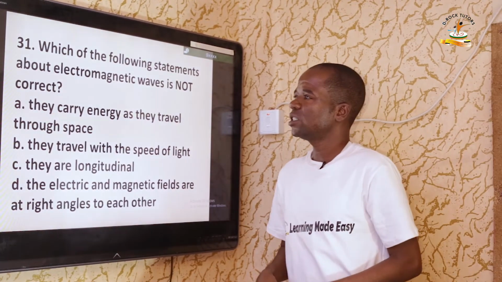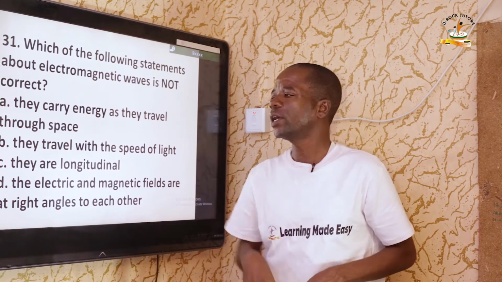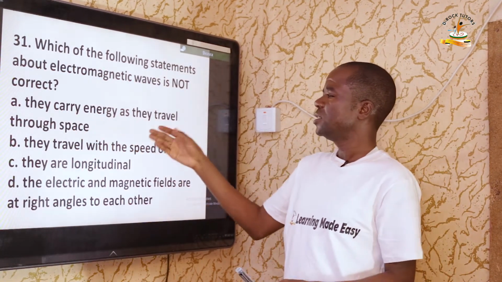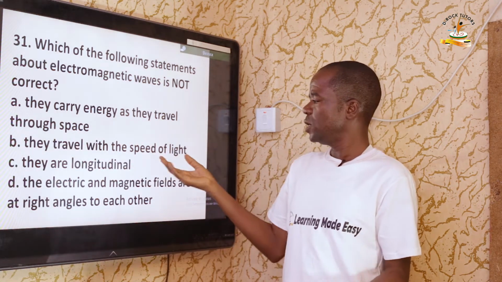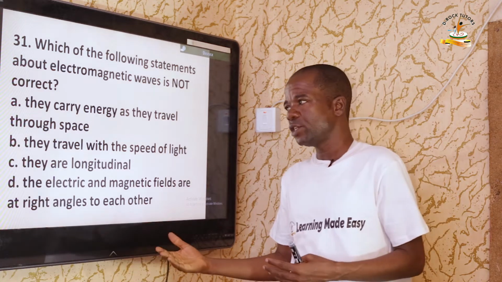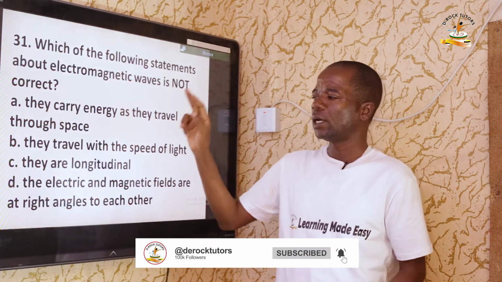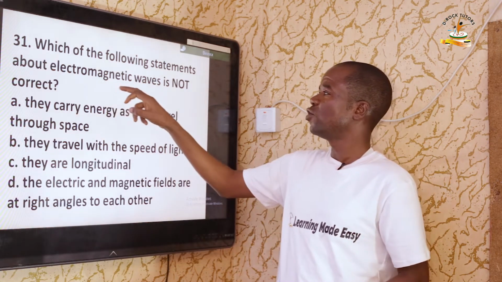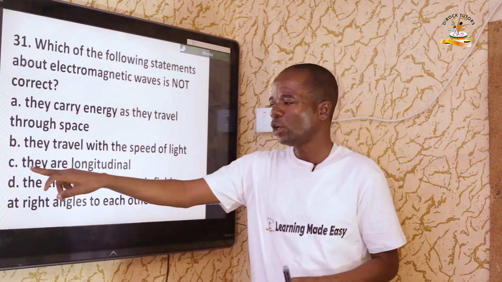Which of the following statements about electromagnetic waves is not correct? If you look at this, they carry energy as they travel through space. That is correct. They travel with the speed of light, which is 3 times 10 raised to the power 8 meters per second. That is also correct. They are longitudinal. That is the statement that is incorrect, because all electromagnetic waves are transverse waves, not longitudinal.